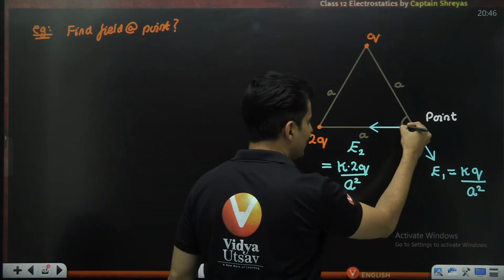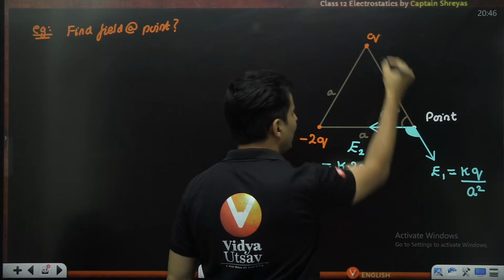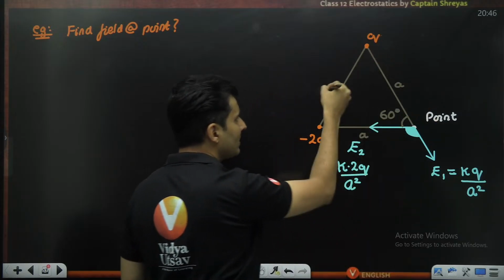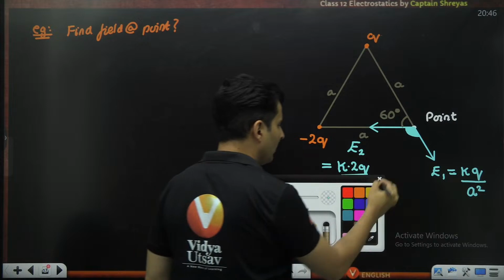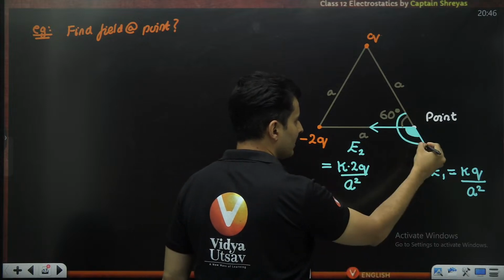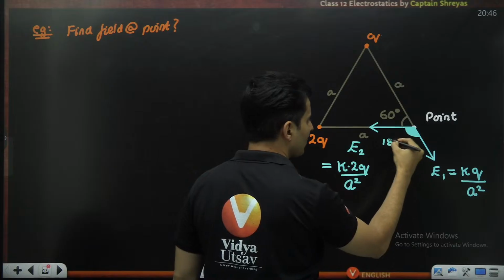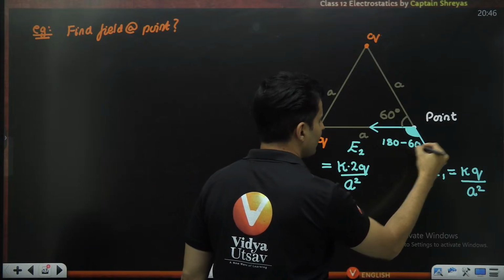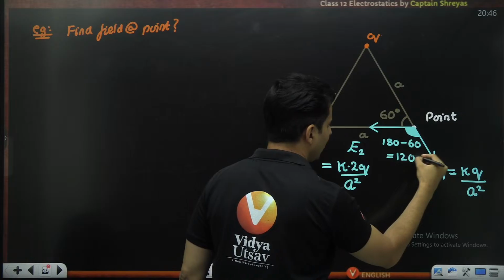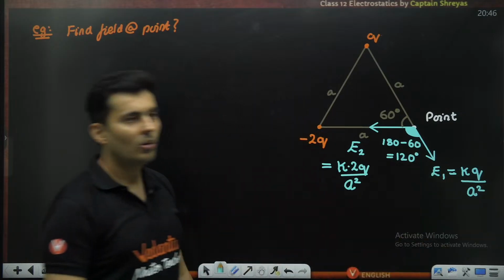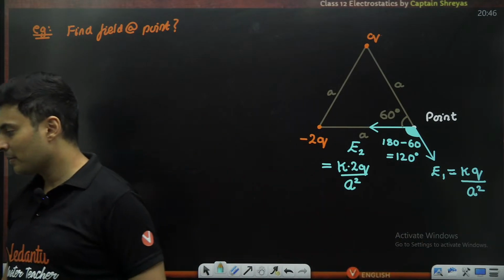Okay, this is 60 degrees. Why? It's an equilateral triangle. All sides are equal. So if this is 60, this is 180. From 180, you take out 60. How much will be remaining? 180 minus 60, which is 120 degrees. Yes, sir, 120 degrees.